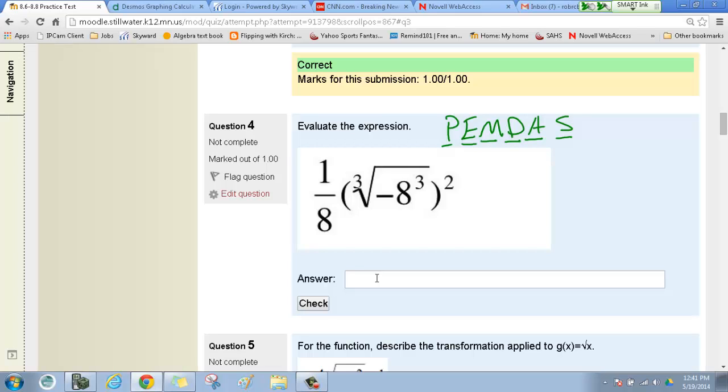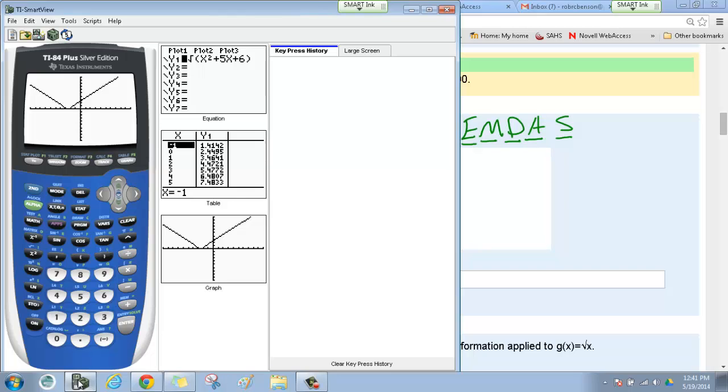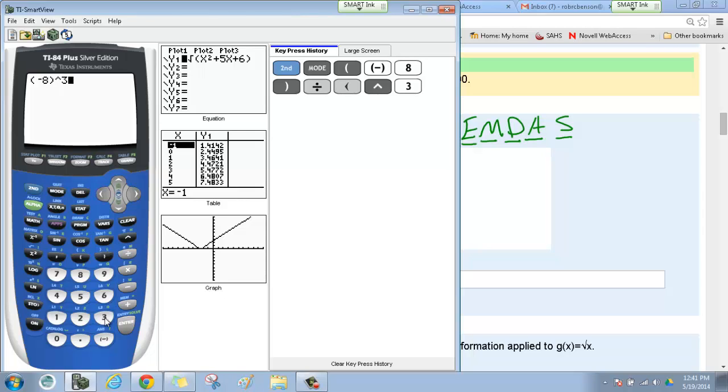Parentheses, exponents, multiplication, division, addition, subtraction. Okay? So what we want to do is try to work our way from the inside out. And the most inner part of this is this -8 to the third. So we're going to try to figure out what -8 to the third is. We'll put that in our graphing calculator. So we got -8 to the third.